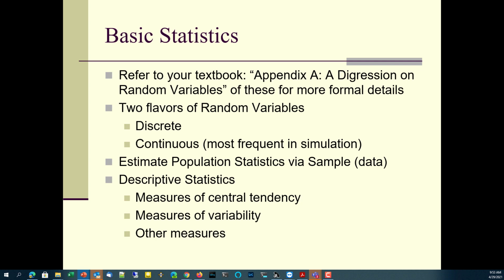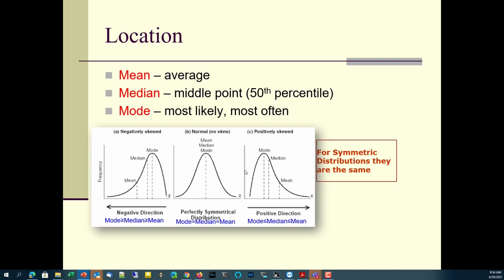A lot of times the inter-arrival time, processing times, the failure rate, those are continuous random variables. So these are most frequently used in our simulation model. Okay, so we're using some of the descriptive statistics, for example, the mean, the median, and the mode.